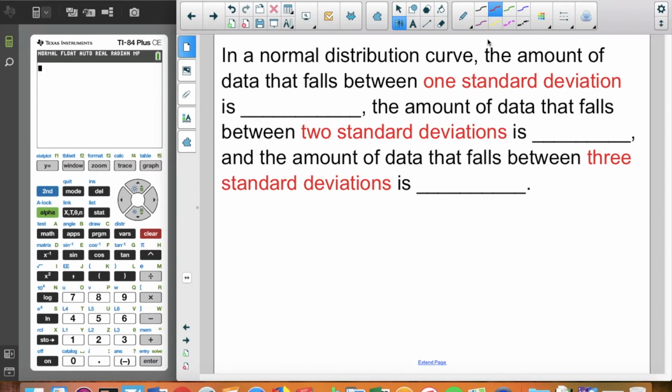So in a normal distribution curve, so normal distribution is going to be very important for today as well. The amount of data that falls between one standard deviation is 68%. The amount of data that falls between two standard deviations is 95%. And the amount of data that falls between 3 standard deviations is 99.7%.